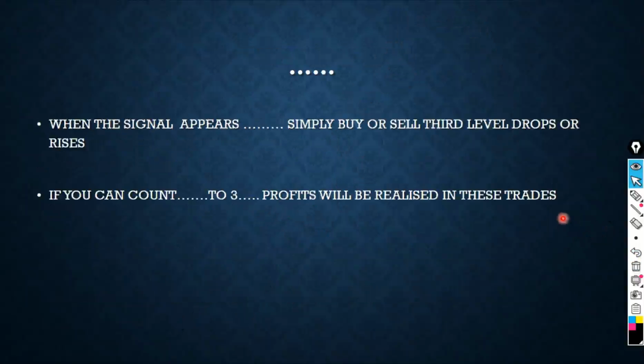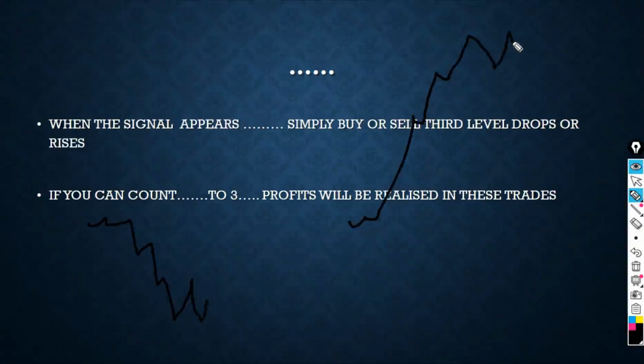So what will happen is that when the signal appears, what this simply means, or it was all about from the beginning, when the signal appears, simply buy or sell the third level, drop or rise. Only when the signal appears, the third level, drop 1, 2, 3, you are now a buyer. You don't buy here, you wait for him to make a W, you now buy. In here is the same, 1, 2, 3, you don't buy here, you wait for him to create an M, you buy.